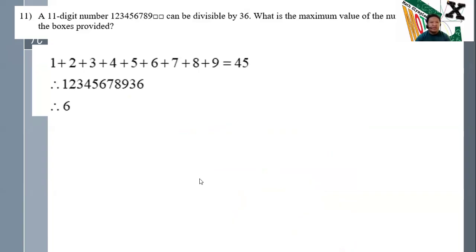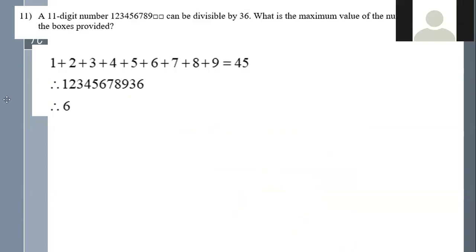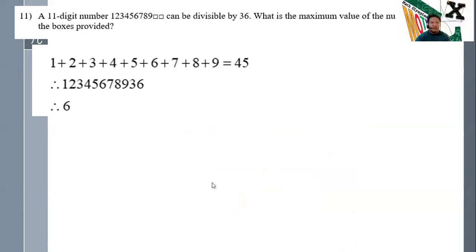So how do we solve for that one? We need to know that it's divisible by 36. For it to be divisible by 36, we prime factor it. 36 is 9 times 4, that's 2 squared times 3 squared.